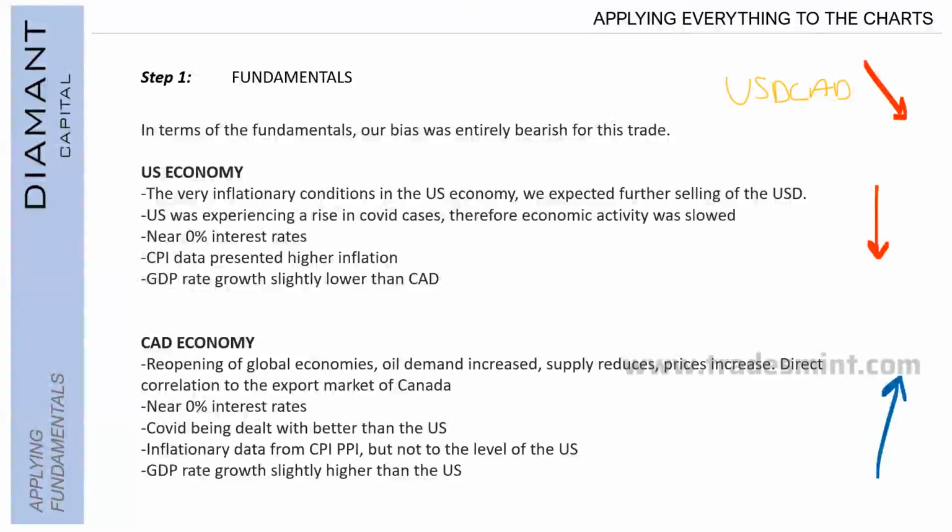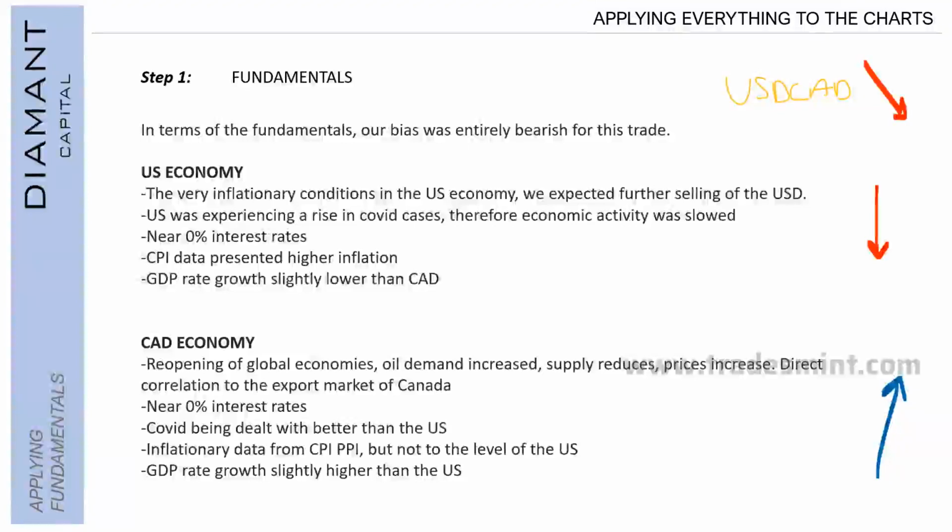Here as well, you had near 0% interest rates for the same reason as the US. However, COVID was being dealt with much better than in the US. More businesses were able to stay active, with fewer lockdowns as well, because they had prepared in advance. Then you've got the inflationary data from CPI and PPI. Of course, it was high levels of inflation, which is what you expect around this time, because with the quantitative easing program, you're going to get more money supply into the market, therefore higher inflationary data. However, it wasn't to the level of the US.